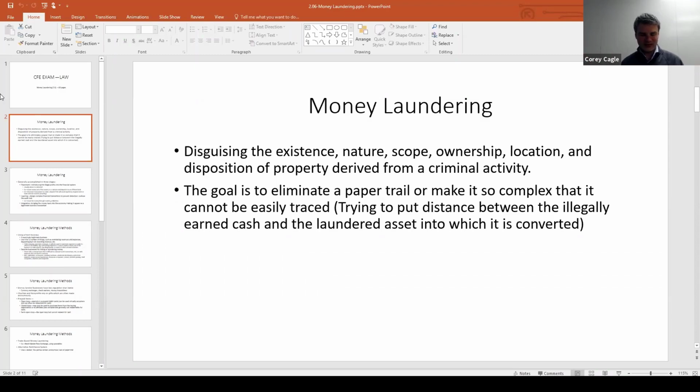So to put that a little better, you're disguising the existence, nature, scope, ownership, location, disposition of some kind of property you obtained from criminal activity. So you're trying to either eliminate a paper trail or just cloud it up and make it so complex that you can't find out what's going on. You're trying to put some kind of distance, figuratively speaking, between cash or something that you got illegally and you spending the thing, right?